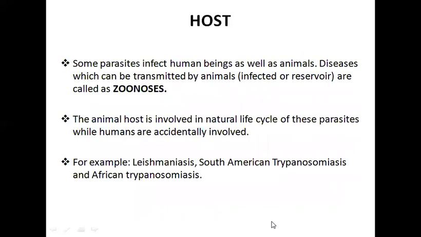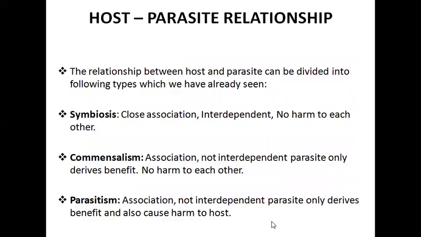Then we have some parasites which infect human beings as well as animals, and the disease is transmitted from the animals to the humans. This is called zoonosis. The animal host is involved in the natural life cycle of these parasites, while humans are accidentally involved. For example, we have diseases like Leishmaniasis, South American trypanosomiasis, and African trypanosomiasis.